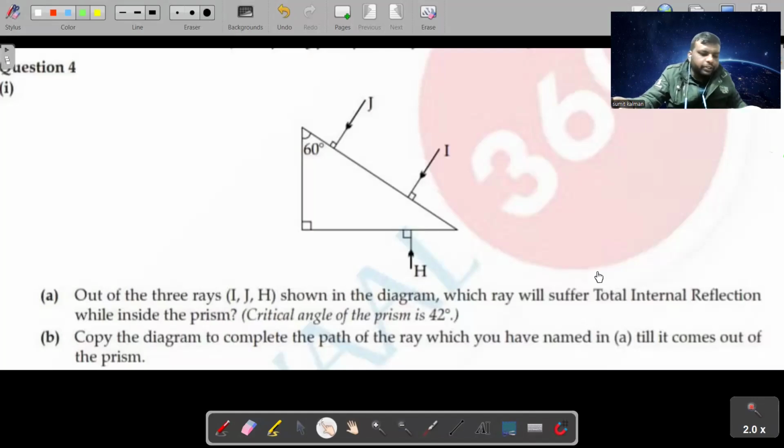So, hello, dear students. Today we'll solve one problem. This problem is from the 2025 class 10th ICSE board. This problem is basically from optics.